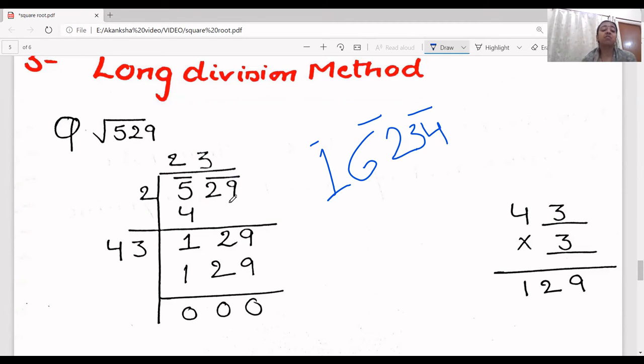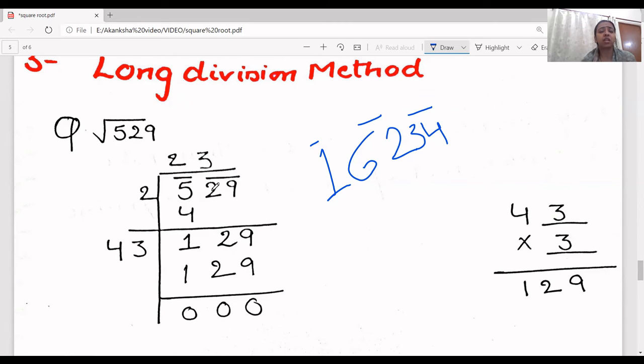So we have taken the number 529. We'll be pairing it from the end. So 29 will be paired first and then 5 will be left alone. Now, after pairing it up, we'll be doing the long division method on this. How will we do this? Let's see. We'll be finding out what to multiply by itself to get the nearest value to 5, or 5 itself.